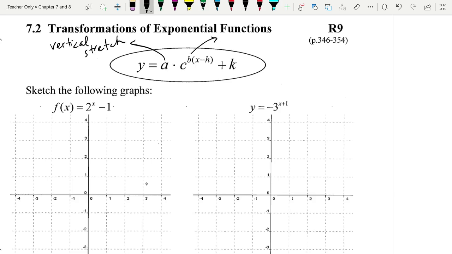B is my horizontal stretch. H is my horizontal shift. And K is my vertical shift.